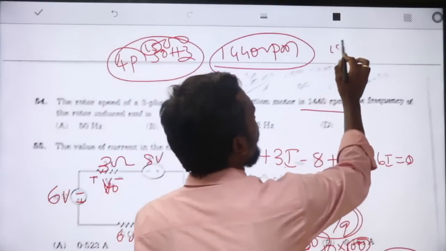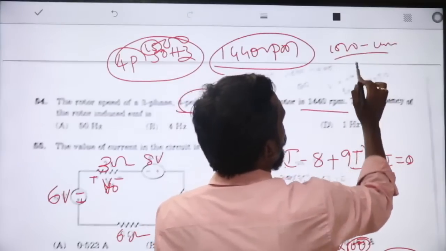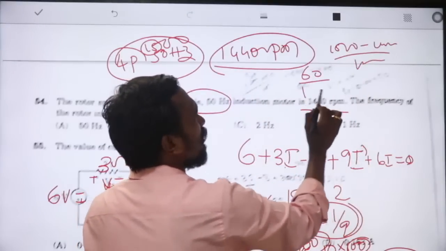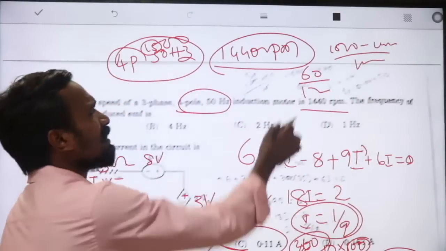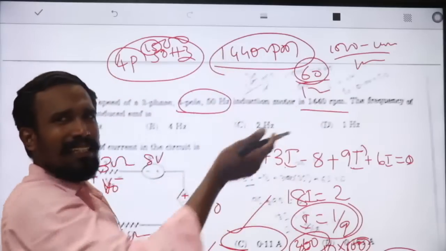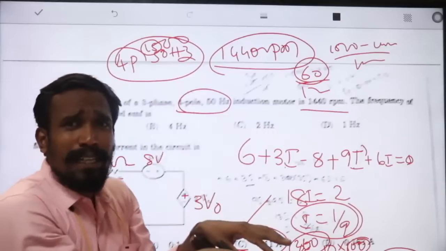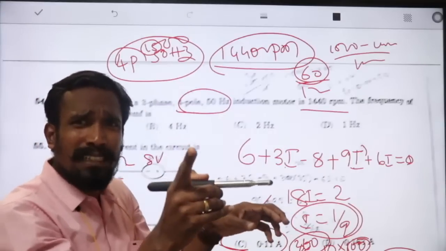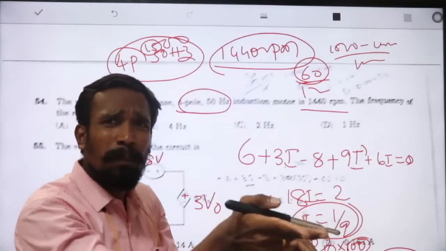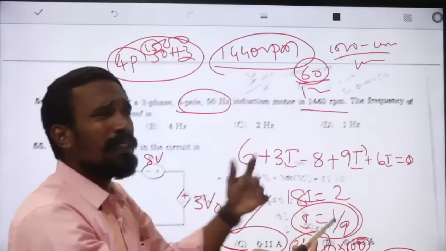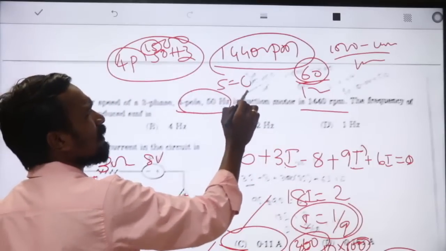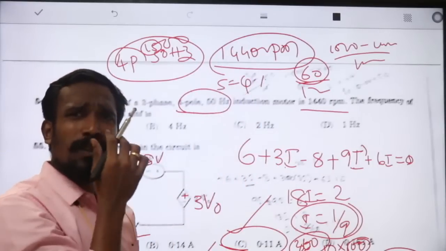Don't try to calculate 1500 minus 1440 upon 1500. Why are you wasting your time? 60 RPM is the slip speed. By seeing the question you can get the answer. If the slip speed is 15 RPM, it is 1%, 30 RPM is 2%, 60 RPM is 4%. My slip is 4%. So what is my rotor frequency?